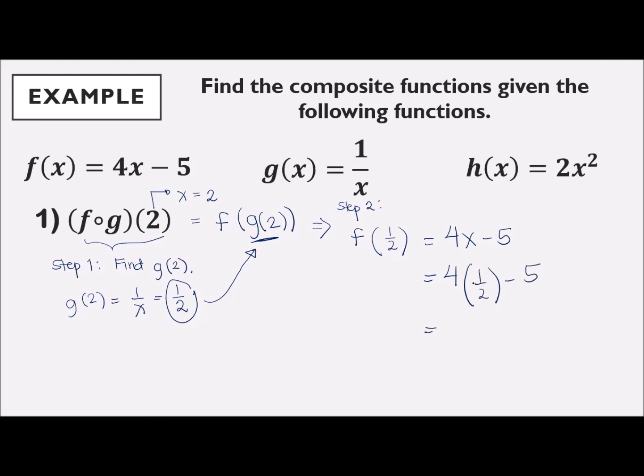So, 4 times 1/2 minus 5. So, kung simplify natin to, ano ang kalahati ng 4? Or simply 4 times 1 divided by 2. So, the answer here is 2 minus 5. So, ang sagot natin ay negative 3. So, this is our f circle g of 2, which is negative 3. Okay? Another example.